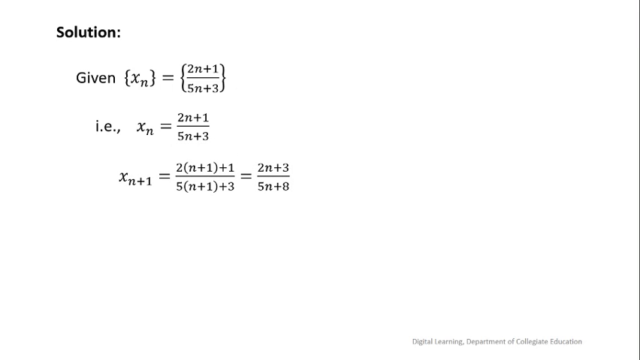Here, replace n by n plus 1, we will get xn plus 1 equals (2 of n plus 1 plus 1) by (5 of n plus 1 plus 3), that should be equal to (2n plus 3) by (5n plus 8). Consider xn plus 1 minus xn. Here, substitute the values of xn and xn plus 1.